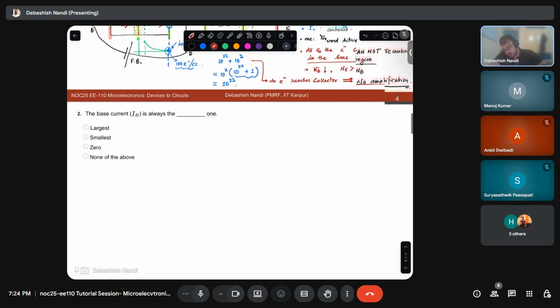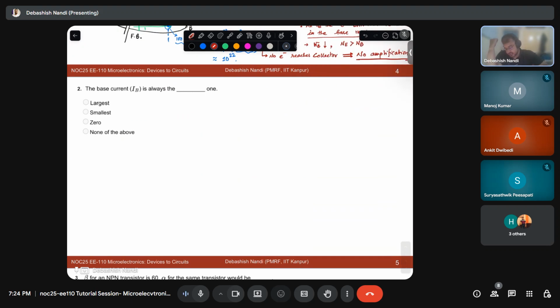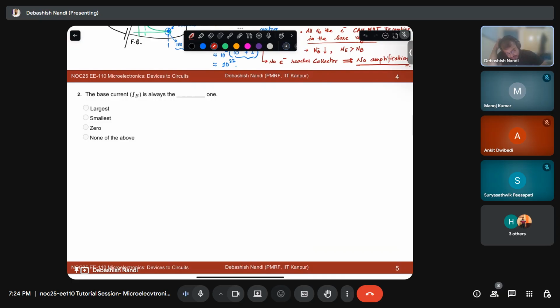So let's move on. Next question is, the base current is always the, can anyone answer? Smallest one. Why do you say so? Because less recombination occurs in the base region. Base current is always the smallest one. And you tell me why, what is the reason you have mentioned? Less recombination occurs there.